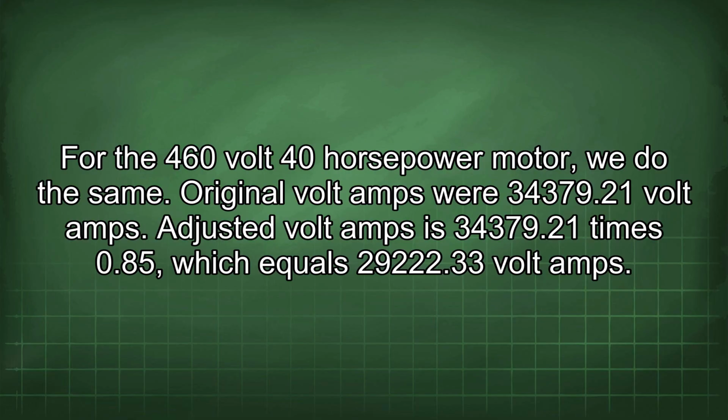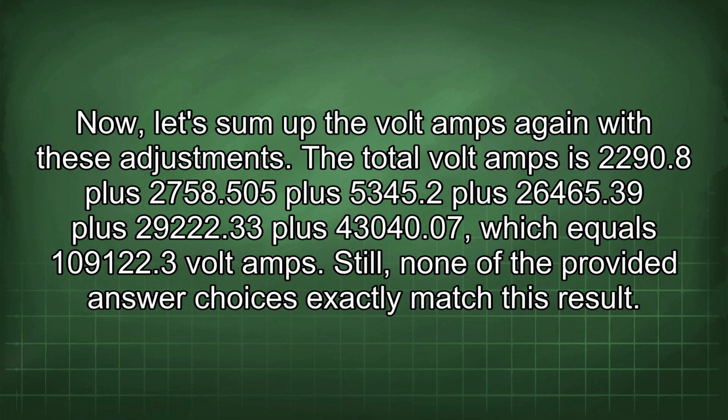Original volt amps were 34,379.21 volt amps. Adjusted volt amps is 34,379.21 times 0.85, which equals 29,222.33 volt amps. Now, let's sum up the volt amps again with these adjustments.